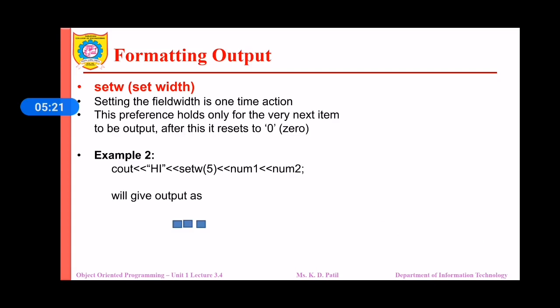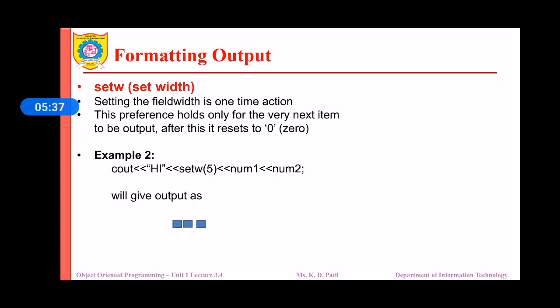Let us see the second example. The second example demonstrates that setting the field width is a one time action. This setting holds only for the very next item to be output.